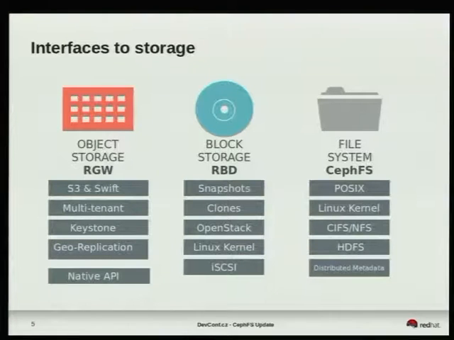So within Ceph, we have these three different interfaces to the storage that map to the three types of storage that I've just talked about. And they all sit on the same underlying low-level object store layer. So even our object store interface, RGW, sits on top of another object store, as does the file system and the block device.